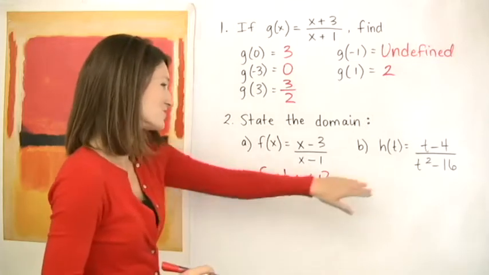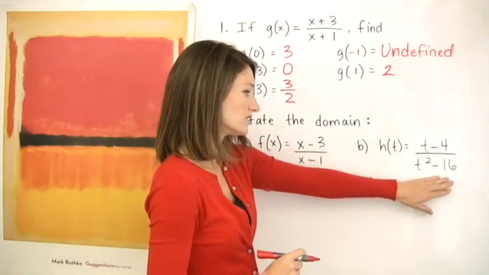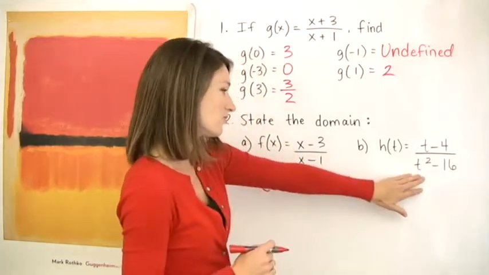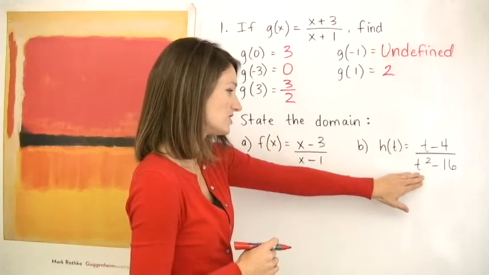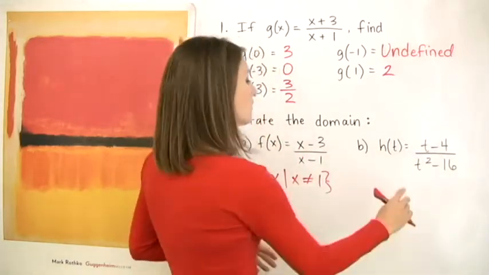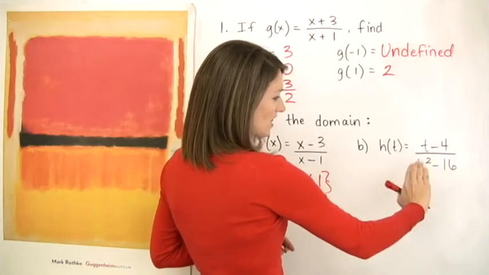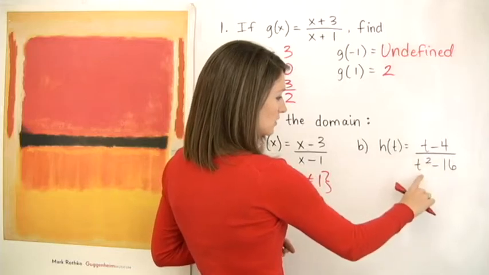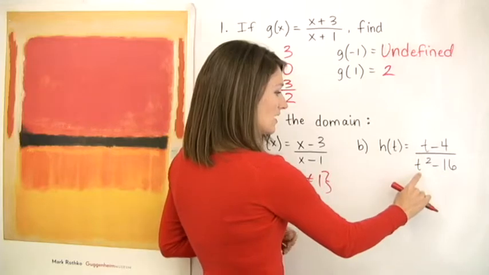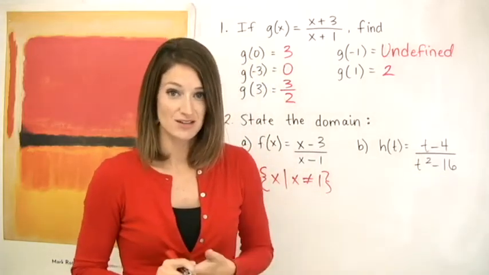Simple as that. So our second function here, h of t equals t minus 4 over t squared minus 16, will do the same thing. Look to see if we can figure out what value for t will make the denominator 0 and therefore undefined. So what value squared equals 16? Because if we subtract 16 from that, we need to get 0. So we know that 4 squared equals 16. So t equals 4, that would be a value where the function is undefined.